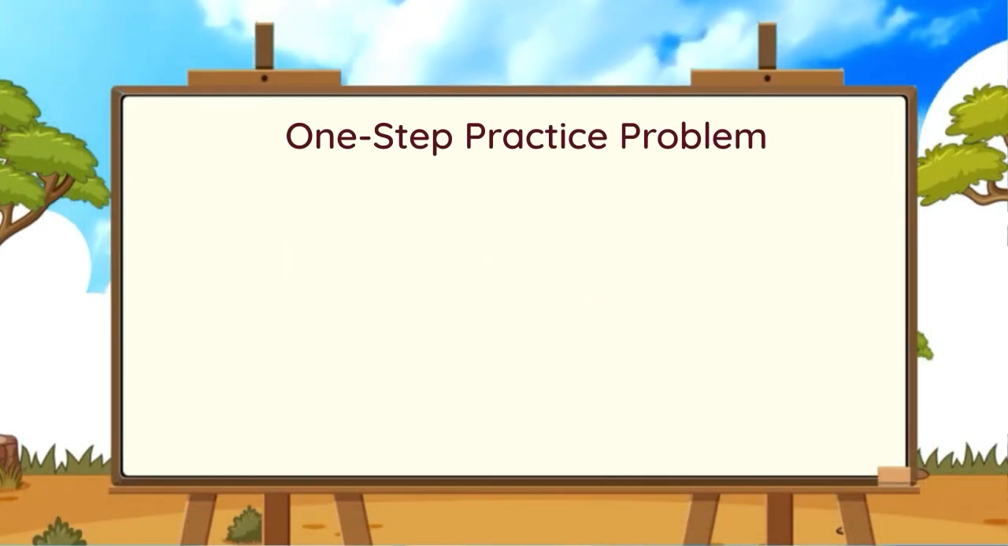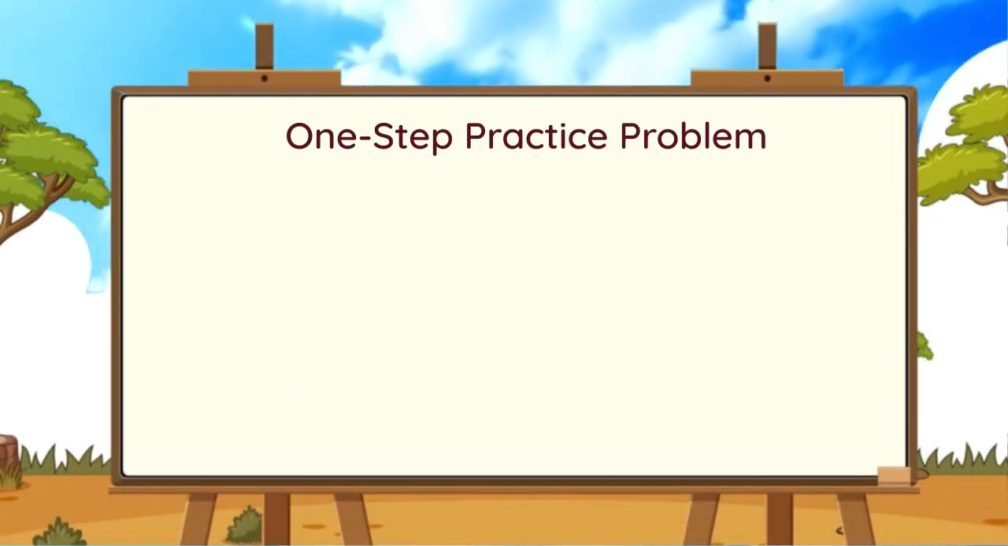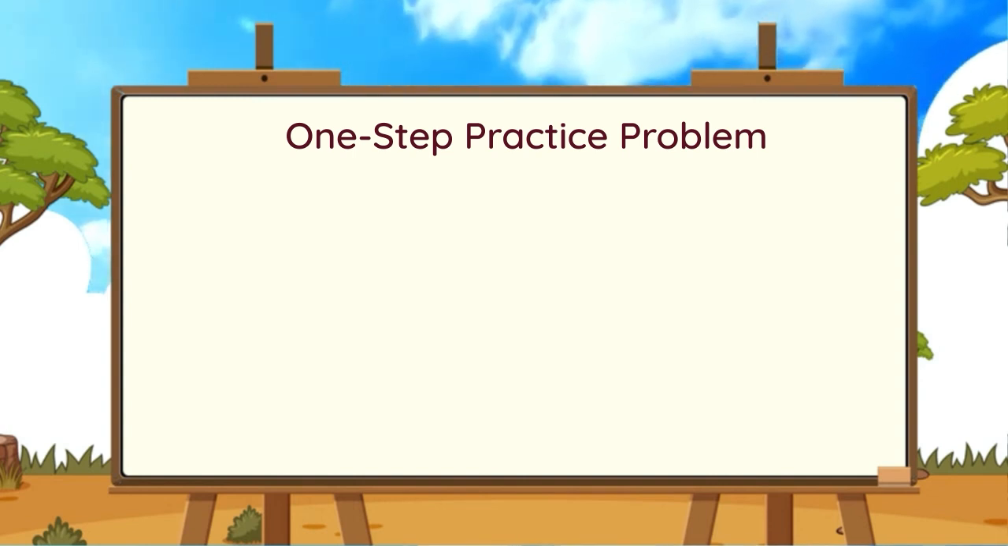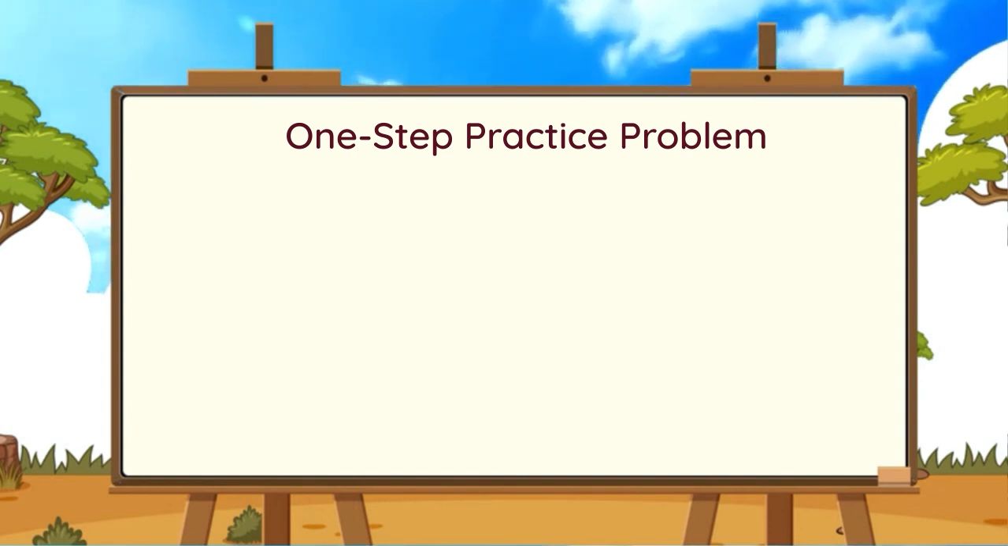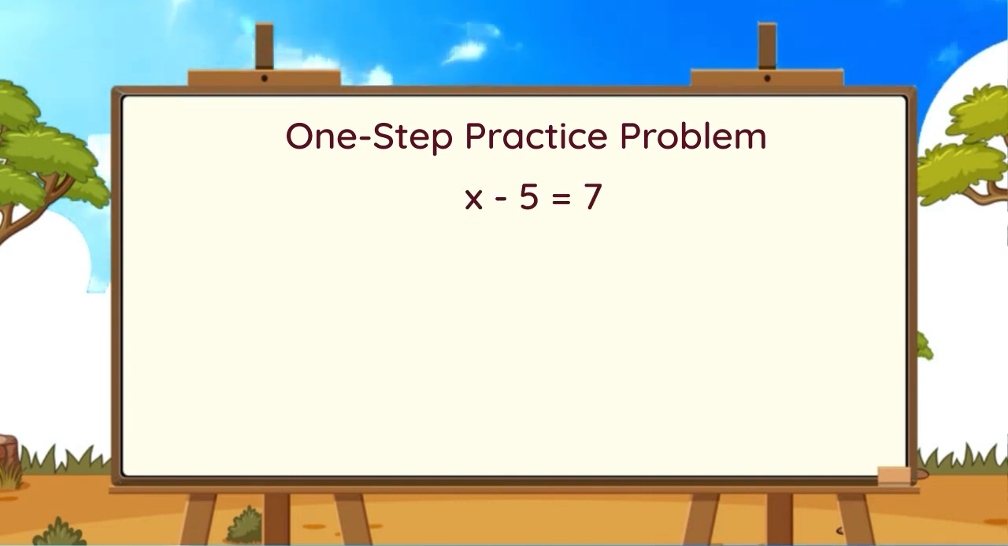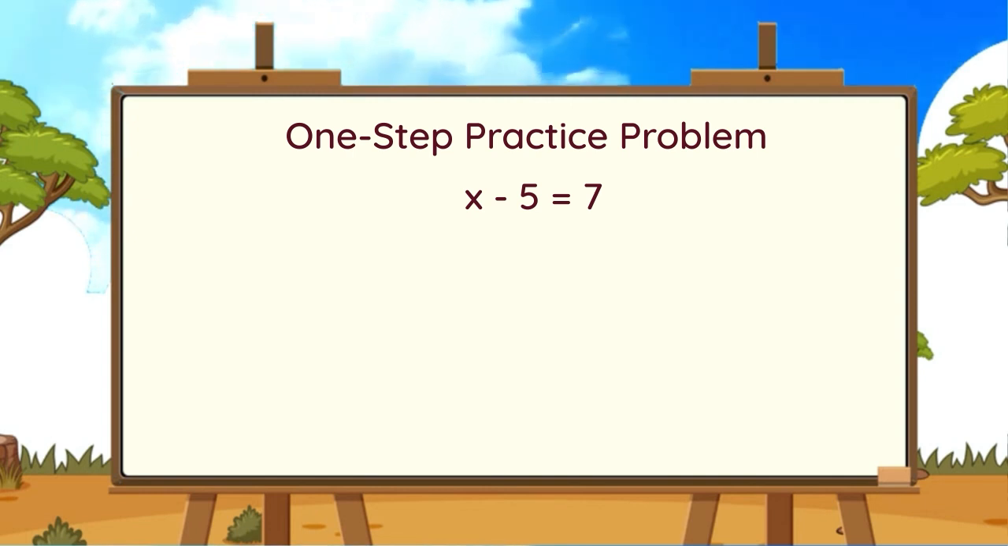Now that you've seen how to solve both one-step and multi-step equations, it's time to put that knowledge into practice. Here's the first problem to try on your own. First, solve the one-step equation. x minus 5 equals 7. Pause the lesson now. When you are finished, press play again to see the solution.